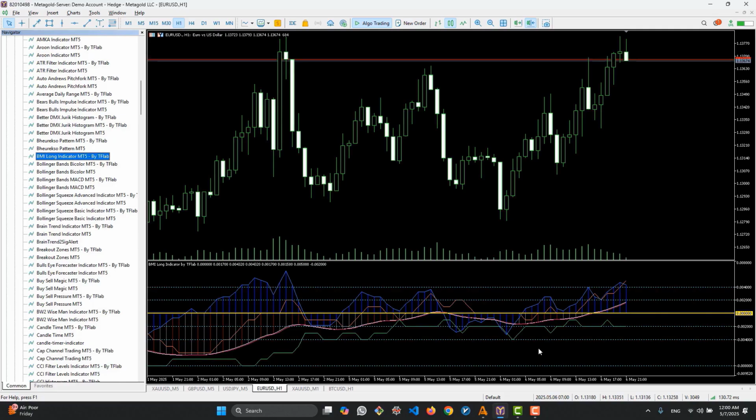We can use a combination of these indicators together, and for chart analysis we can use the combination of these indicators. Let's go over the settings of this indicator together.